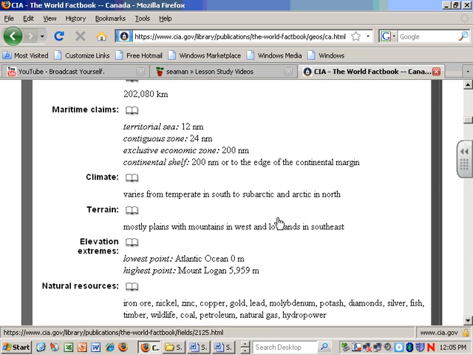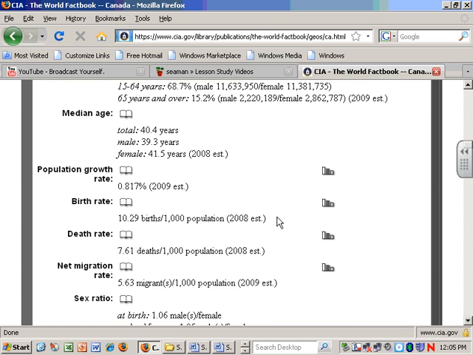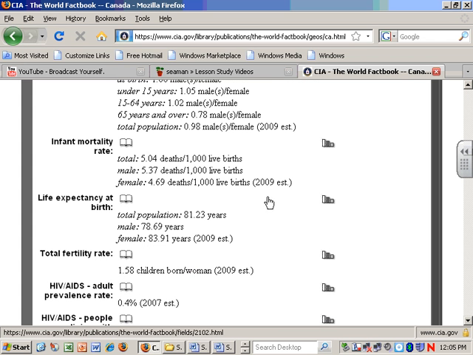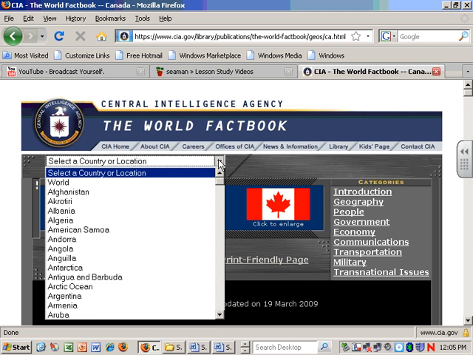We're going to scroll down to find something about infant death rates. Infant mortality rate right here. In Canada, we see that total, there's 5.04 deaths per 1,000 live births. So roughly that's 0.5% death rate. Okay? They would record that first piece of information, scroll back up to the top, then we'll pick a different country.